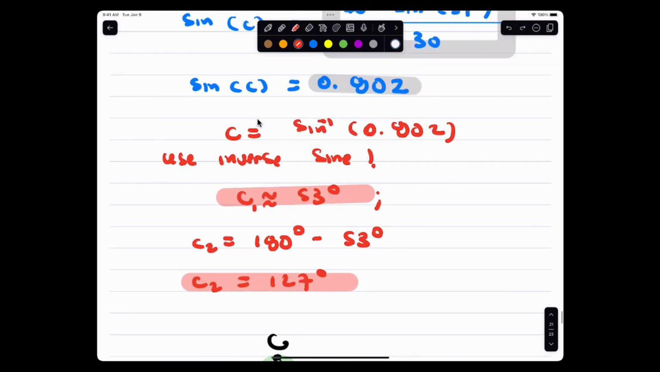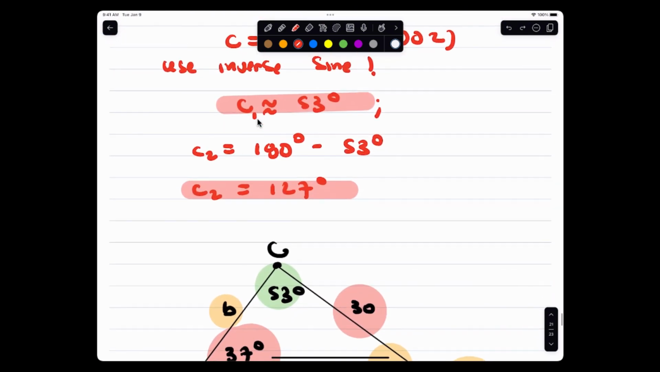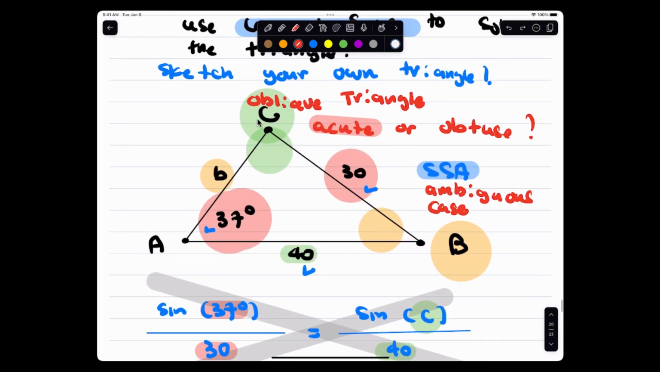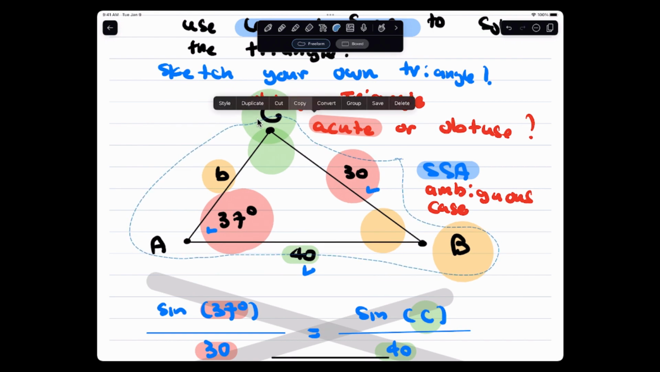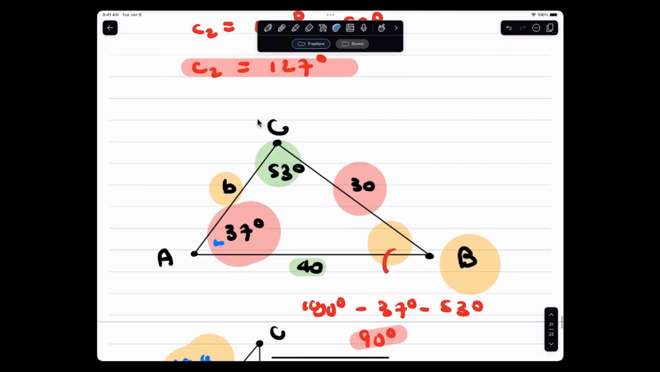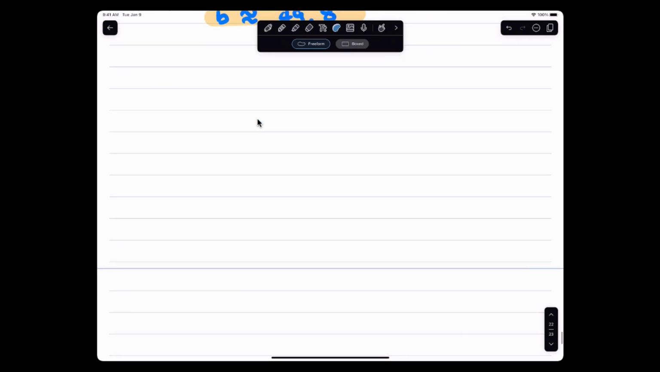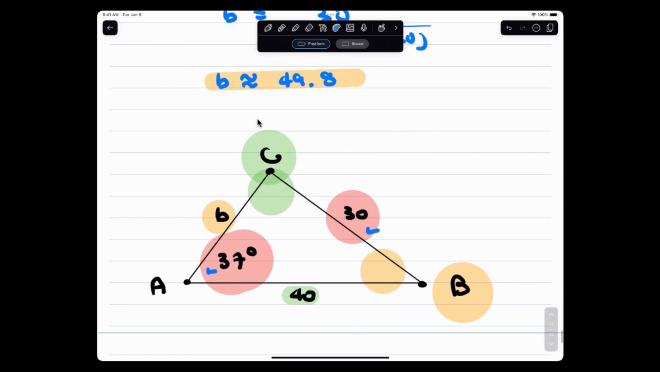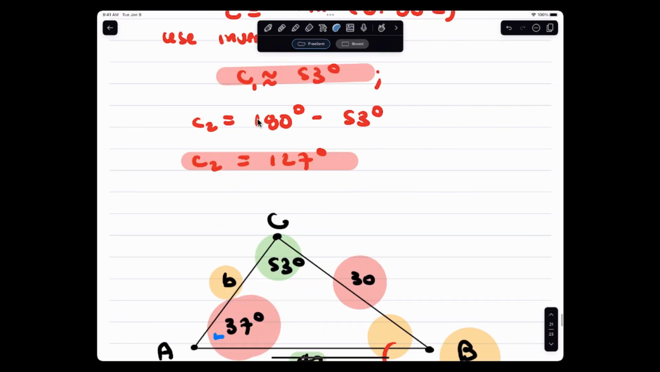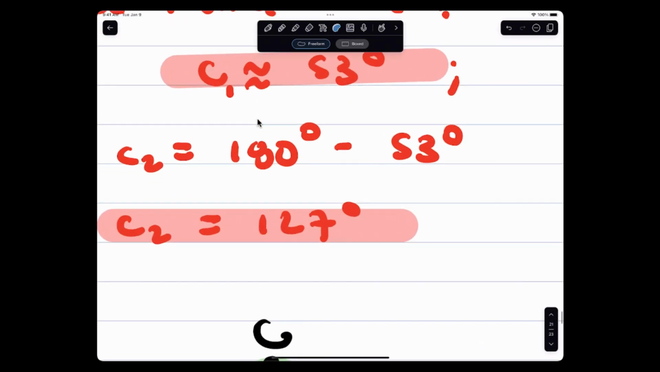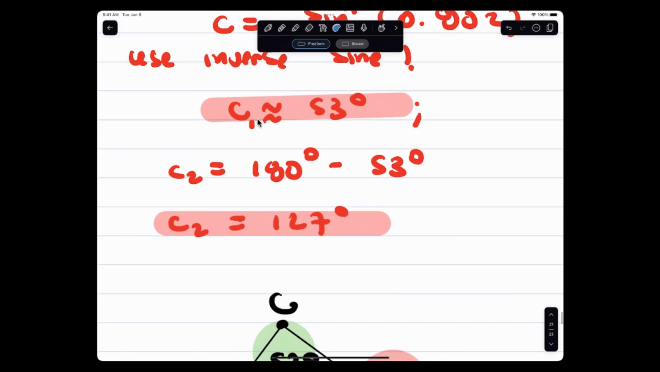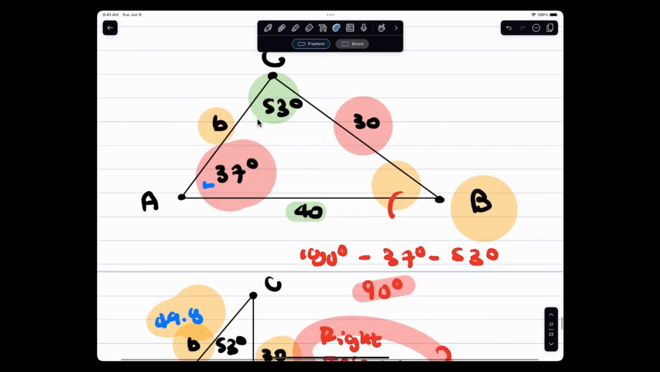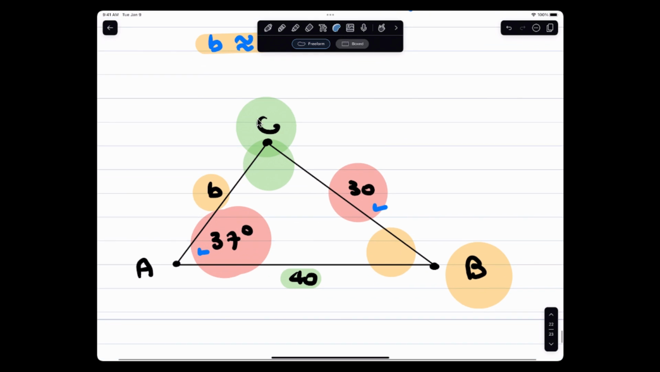So you might say, well, what about this situation here where C2 is 127? Is there a second triangle? Well, I don't know. Let's see. Is there a second triangle here? So what angle did we get? Was it C, 127? Wasn't this the second C? C2, 127. Okay, let's see if that makes any sense.